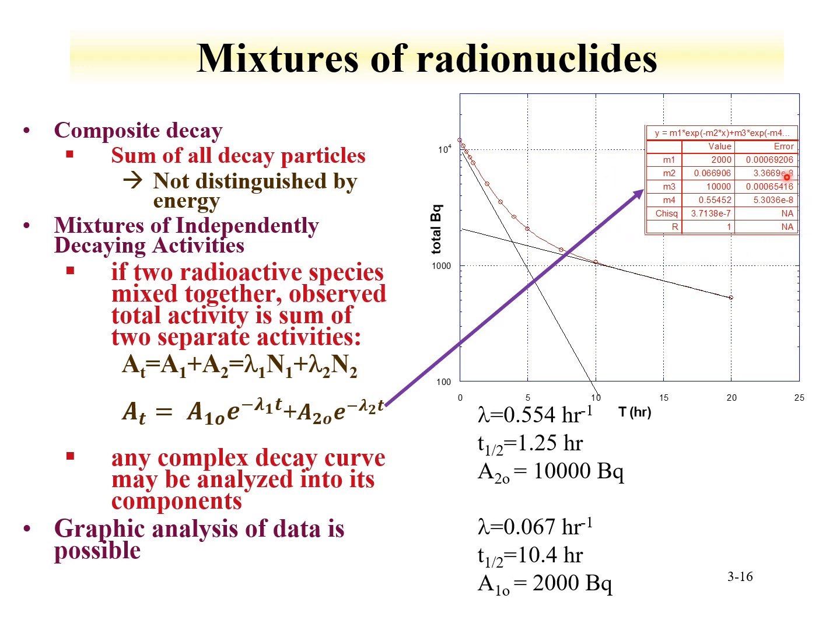So t is the x-axis, so we'll be able to solve for A1 naught, A2 naught, and lambda 1 and lambda 2. We run the equation. In this case, we solve for lambda 1 and lambda 2. These values are shown here. So the lambda is provided. We can get the half-life. We can get the initial activity of isotope 2, and then the decay constant for isotope 1, the half-life of isotope 1, and the initial activity of isotope 1.